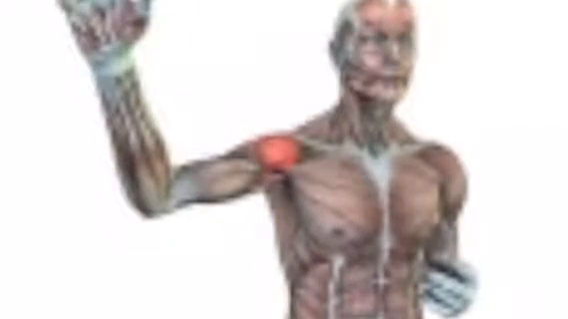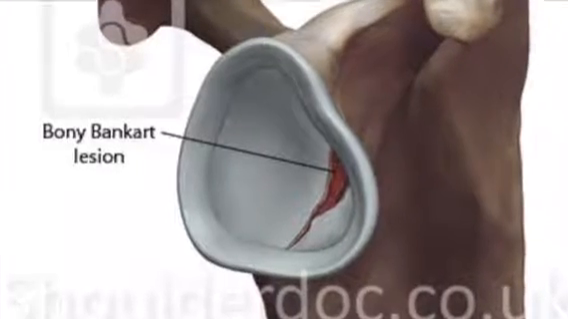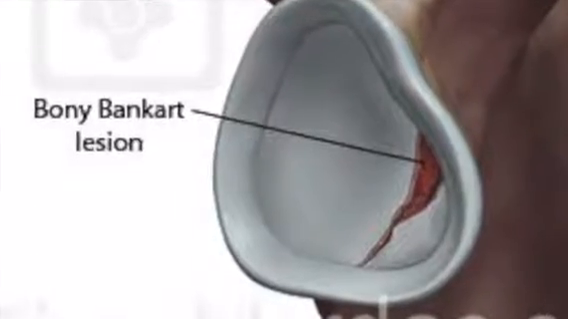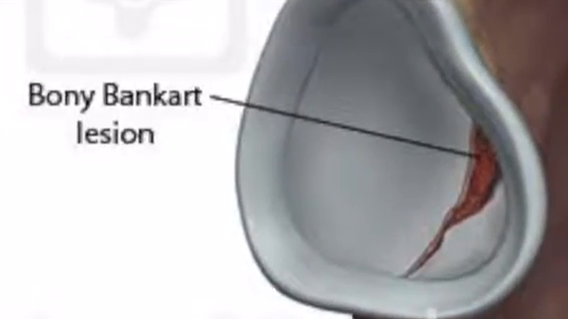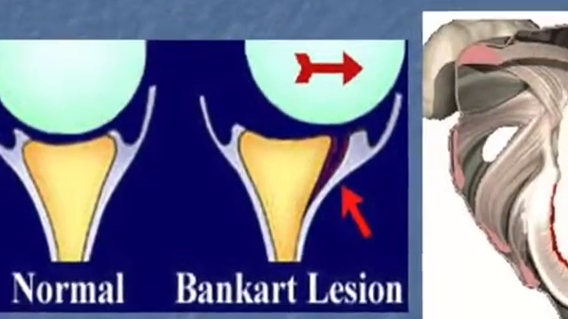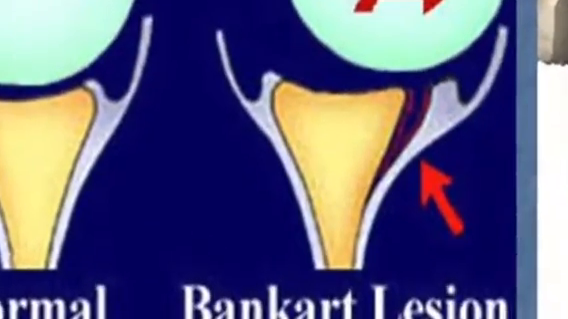Bankart lesions happen when repeated anterior shoulder subluxations occur. Signs and symptoms of this are pain when reaching overhead, instability, weakness, and limited range of motion. To repair this, surgery is needed unless it's a minor case. To prevent Bankart lesions, you should stretch before using the shoulder excessively and wear a brace.